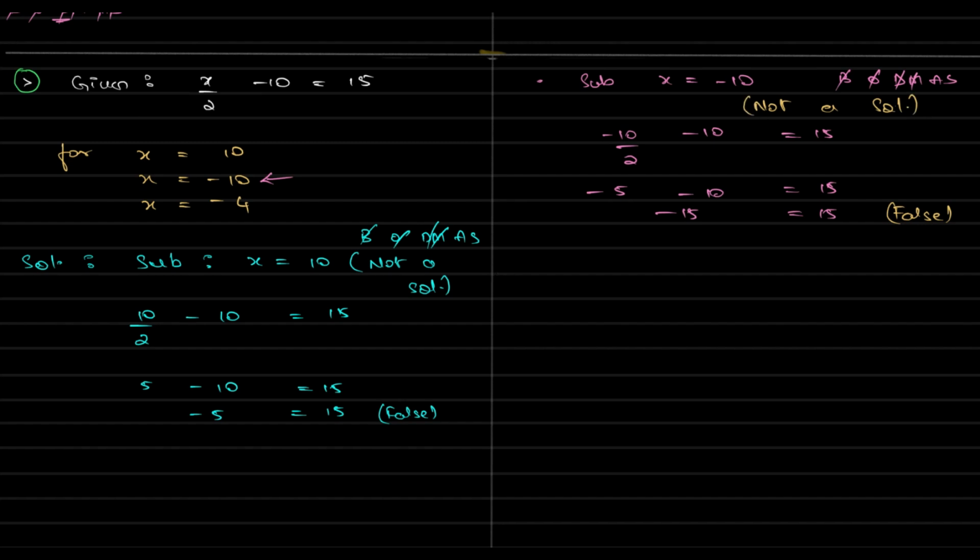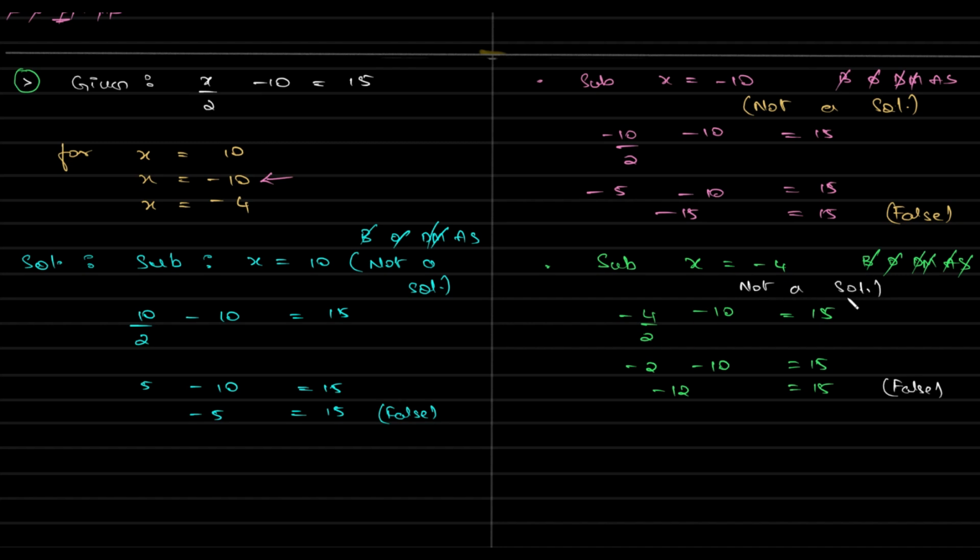Okay, so next we have substitute x is equal to negative 4. So negative 4 by 2 minus 10 is equal to 15. No brackets, no operation, division is there. Negative 2 minus 10 is equal to 15. Multiplication is not there. Addition is there. Negative 12 is equal to 15. No subtraction, and this is a false statement. And so this is not a solution. So all the three values which we did are not solutions for the given equation.